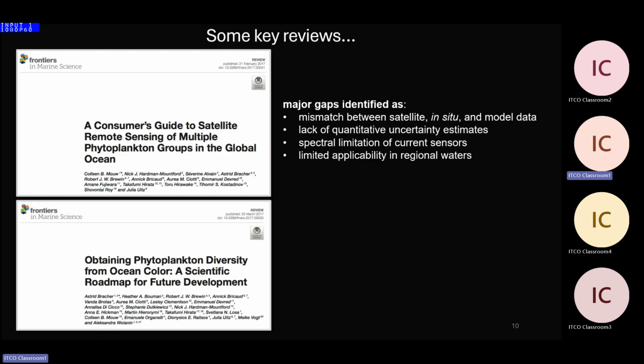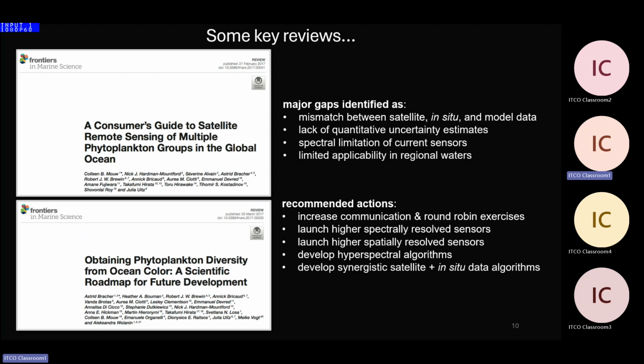Okay, so going back to a couple of key reviews, I'll just glide over these. These are from 2017. Back then, what they were saying was there were a few gaps which we've been starting to fill in the last few years. Mismatch between satellite, in situ and model data. We're improving upon the way we're validating and collecting field data. I'm going to talk about that soon.